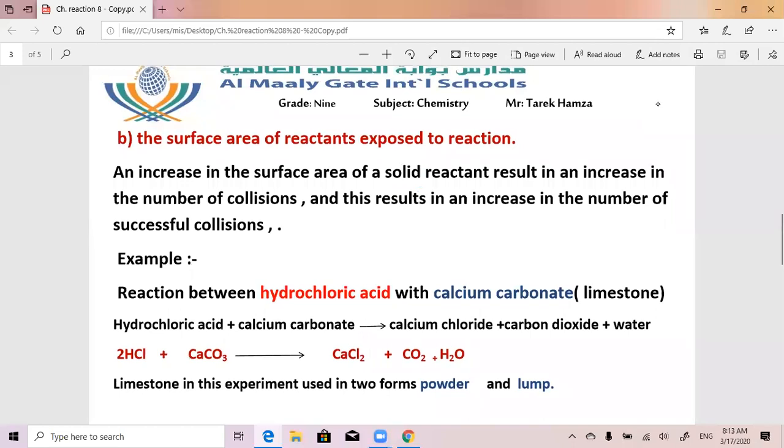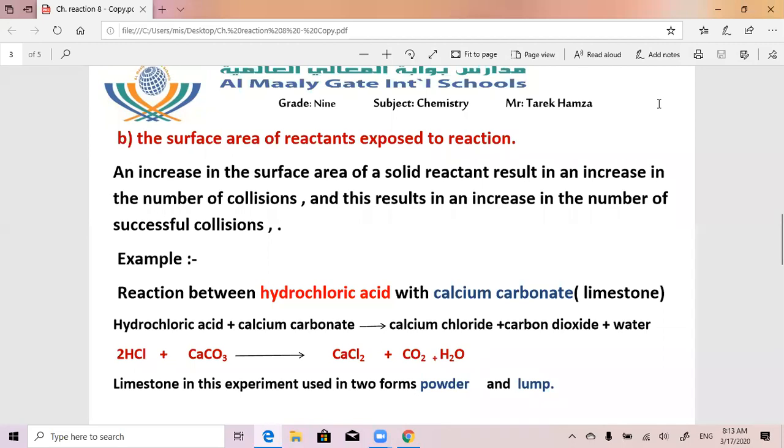What's the meaning of powder? Powder is very tiny particle. يعني ايه tiny particle؟ يعني small, very small particle. حبيبات دقيقة، حبيبات صغيرة جدا، ده بنسميه ايه؟ powder. Lumps يعني ايه؟ Lumps very large particle يعني أكبر حجما من البودر.